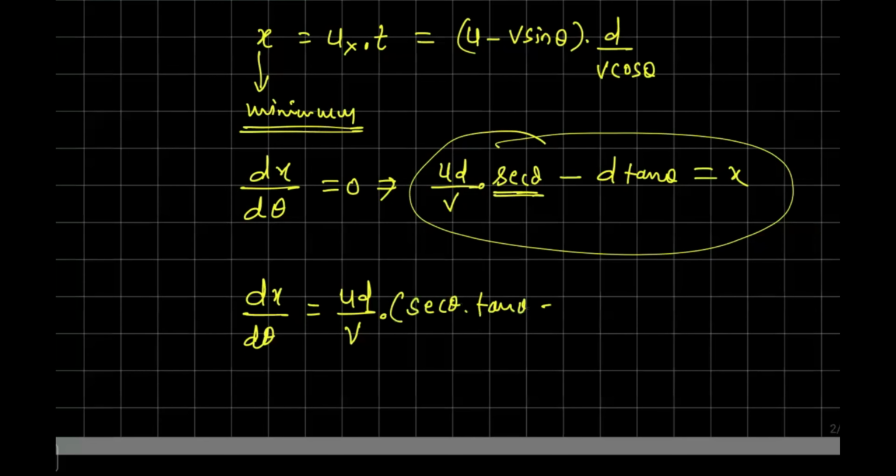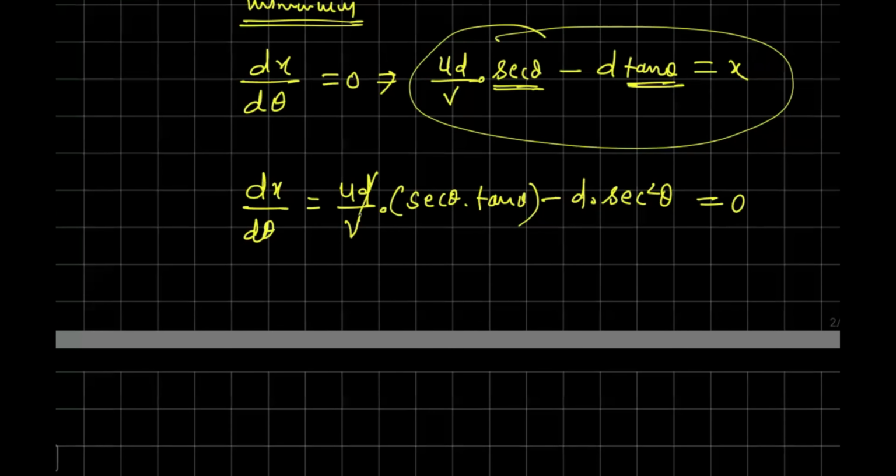Sec theta tan theta minus d, and what is the differentiation of tan theta? Sec square theta, na. And for finding maximum, make it 0. इसको हम थोड़ा solve कर सकते हैं. So d will cancel out, 1 sec theta will cancel out. What will we get? u by v tan theta minus sec theta equal to 0.